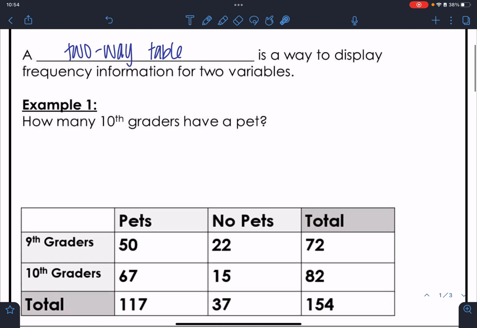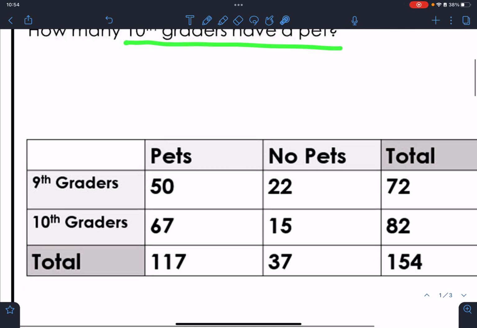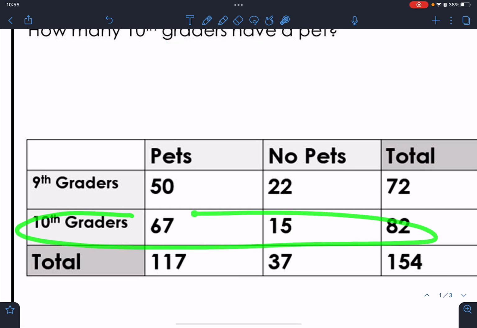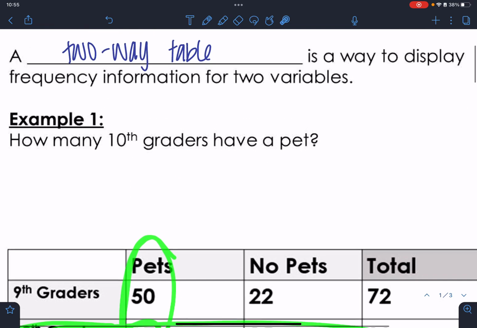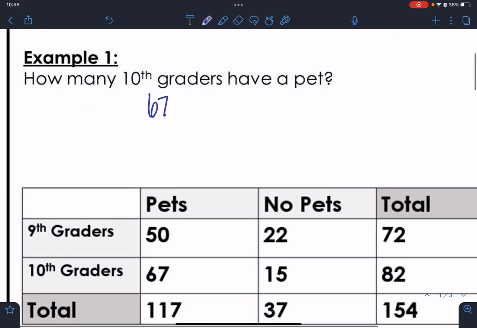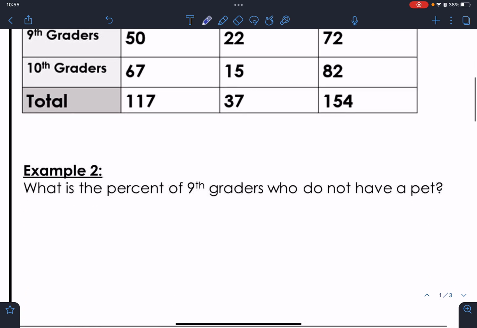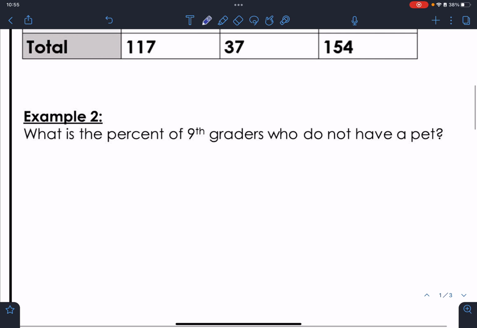So if my question asks how many 10th graders have a pet, we want to locate the 10th grade column and the row that has pets, which is this number right here, 67, okay? So we can say 67 10th graders have a pet. So that's how we read a two-way table. It works almost the same as the regular ones. We now just have two kinds of rows and columns to look at. Looks the same to me. So let's look at the next one.